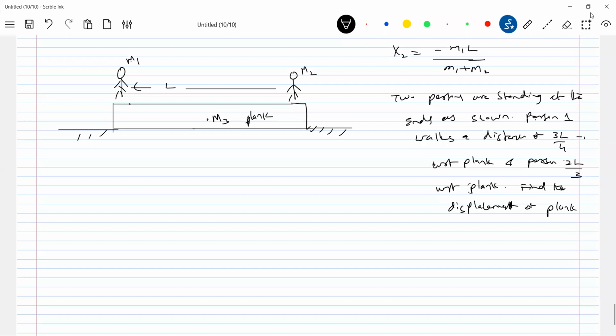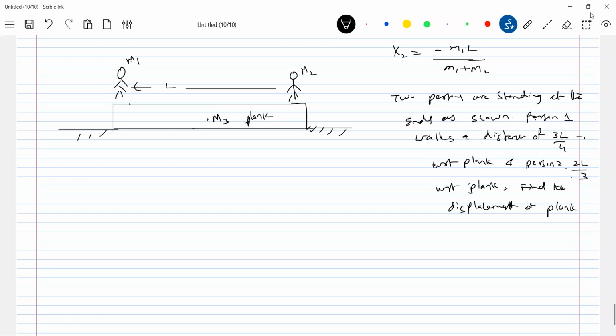Plank, you will move 3L by 4 one person, and the other person, person 2, will walk 2L by 3. So we have to calculate with this, find the displacement of the plank here. You can draw a diagram, check it.